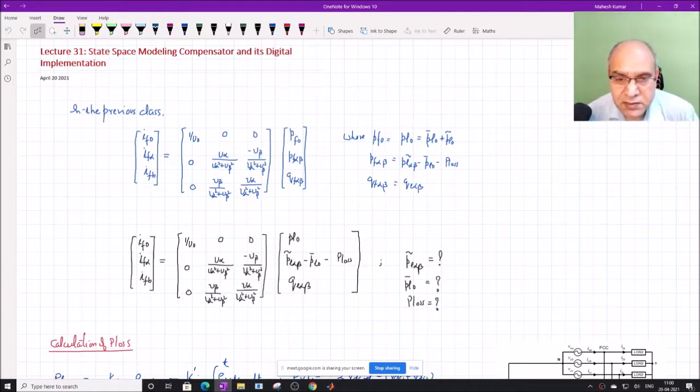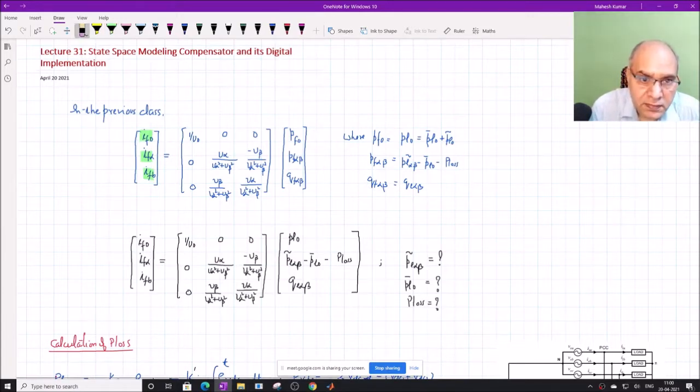In this context we were explaining how to implement the control algorithm based on instantaneous reactive power theory, in which we resolve the components into alpha beta components, and then we resolve the compensator currents in the alpha beta 0 frame. For example, here you see these currents are IF0, IF alpha and IF beta. Make it beta, not B. So this is actually beta here.